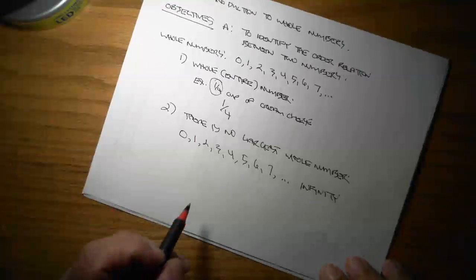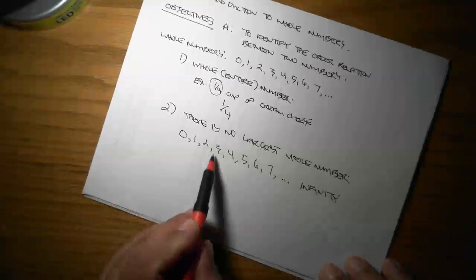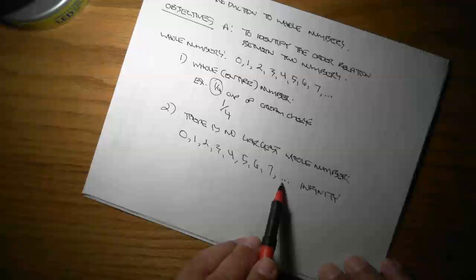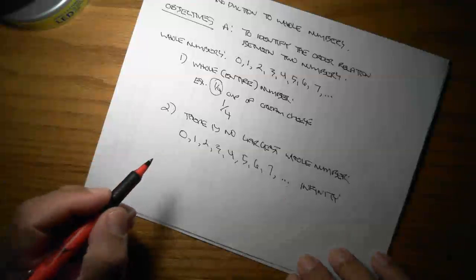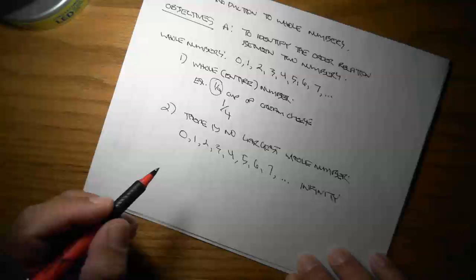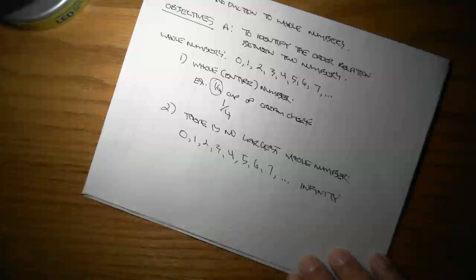Okay, so we're representing these numbers here. We have 0, 1, 2, 3, 4, 5, 6, 7, and the 3 dots, of course, mean and so on, or off to eternity. Sorry, infinity, forgive me. This is not a theological lesson. This is a mathematics lesson. So they go off into infinity.